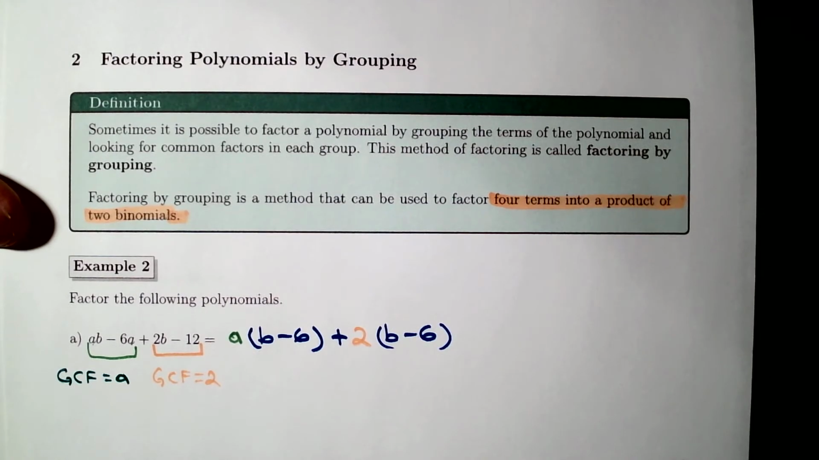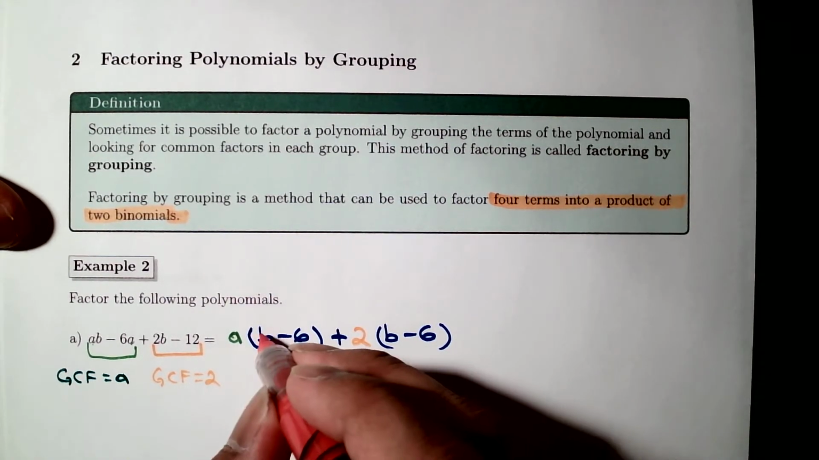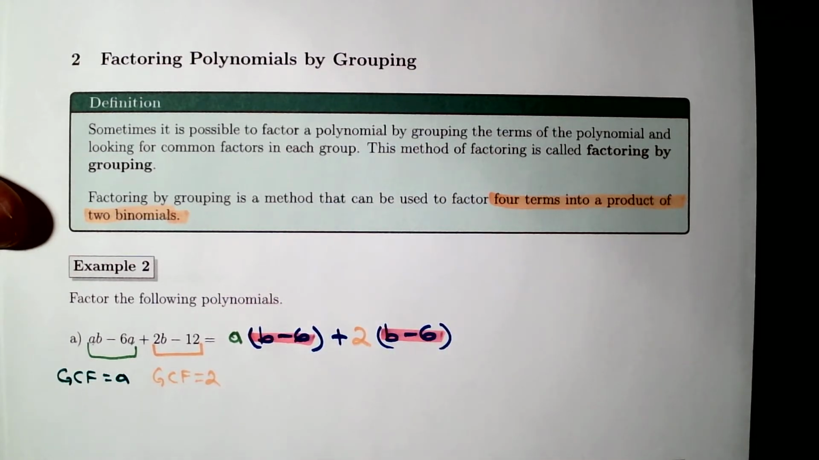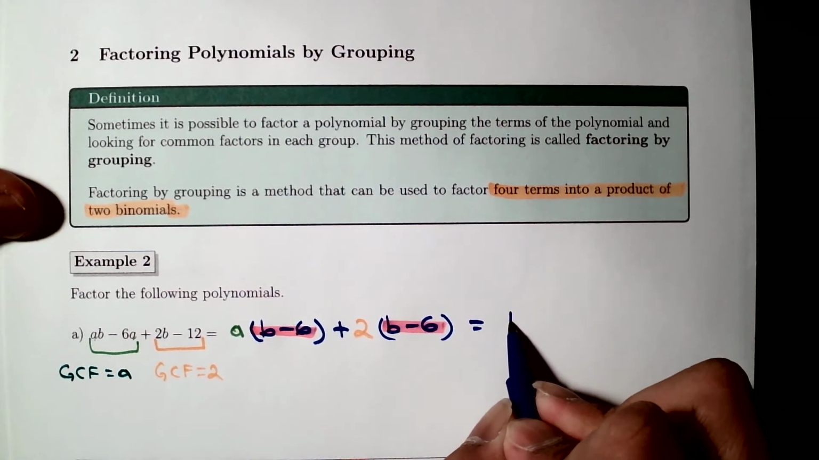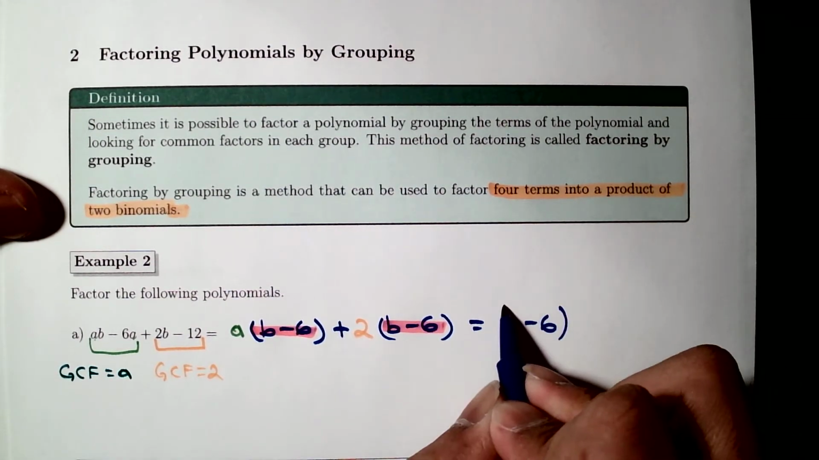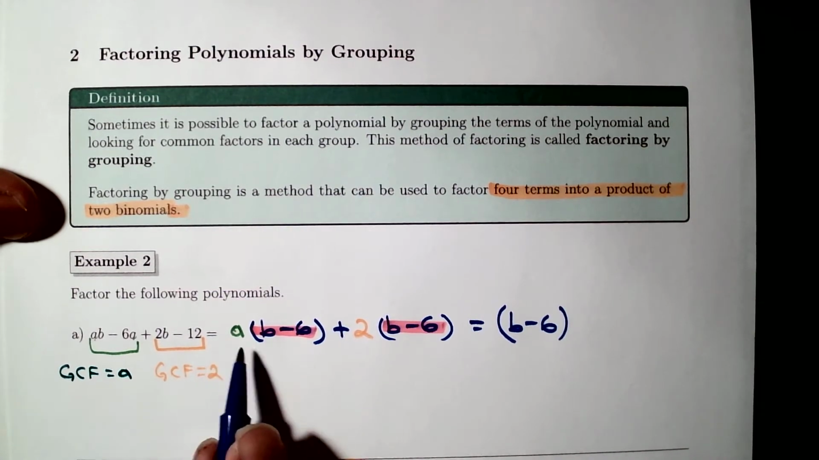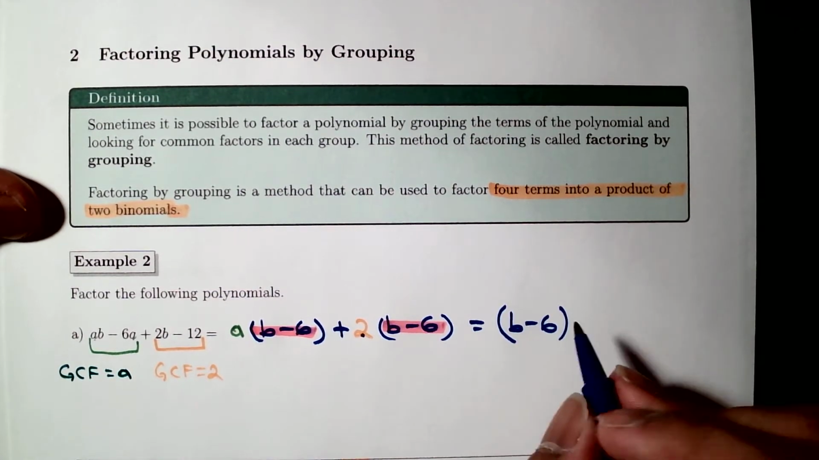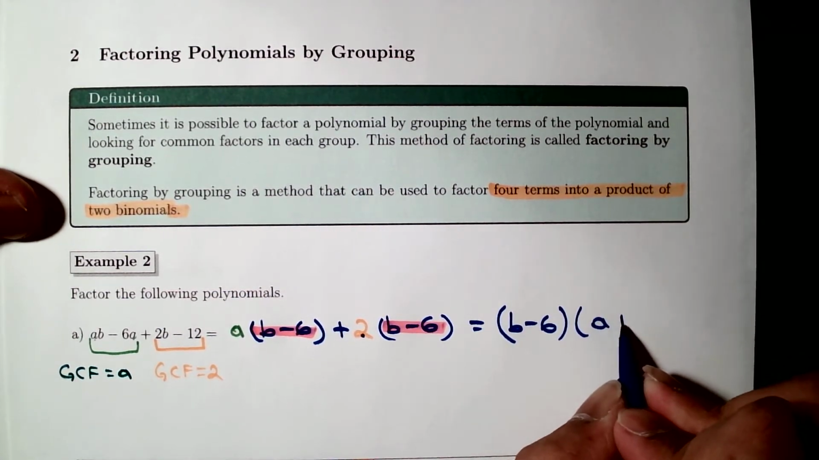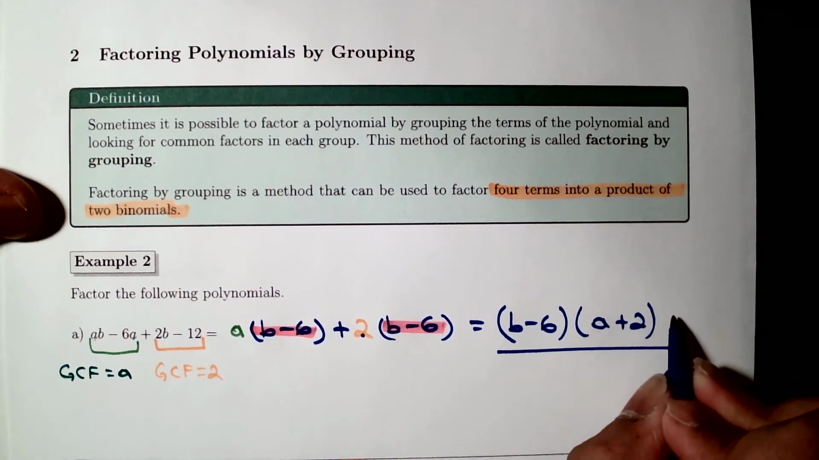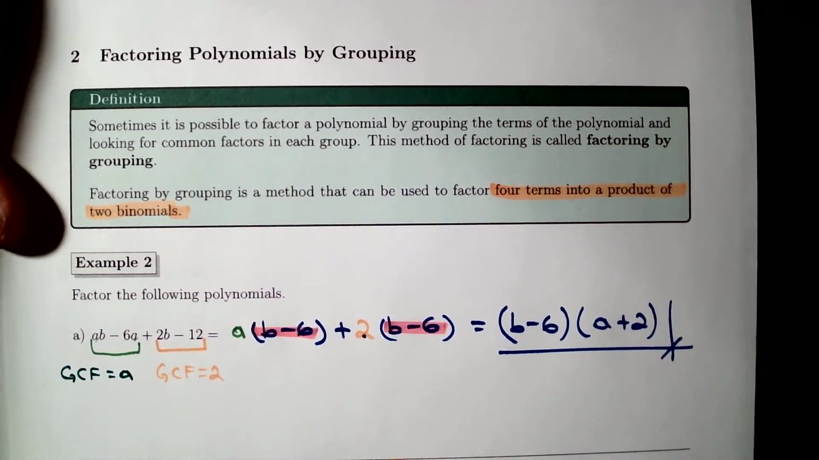So from here, I'm going to highlight this b minus 6. b minus 6 is going to be the GCF. So I will factor b minus 6 and a plus 2. Final answer.